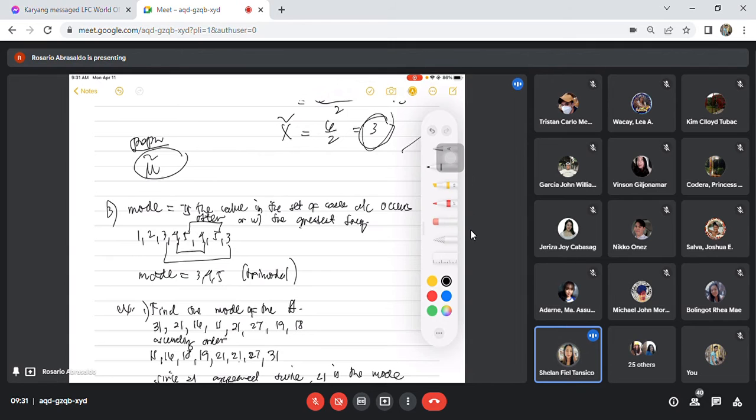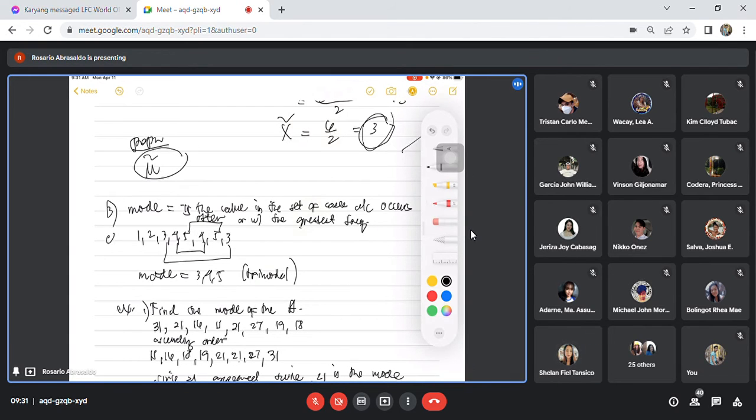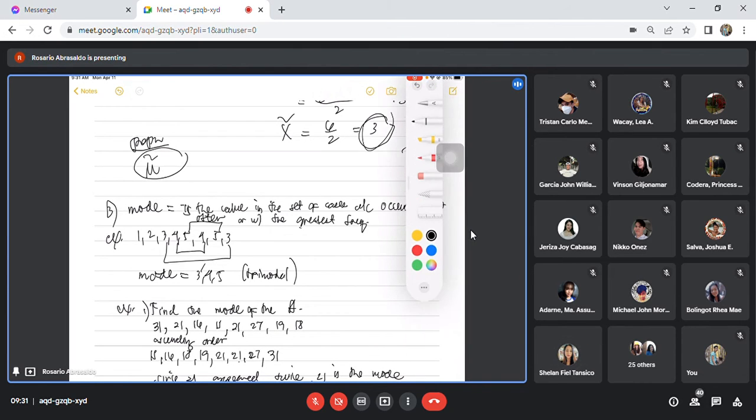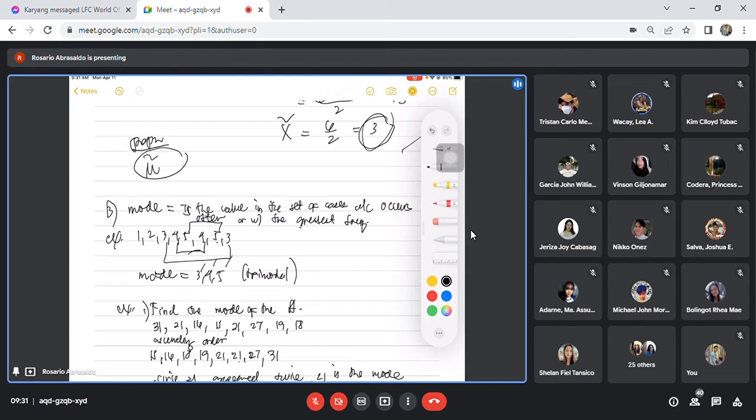So, example, class. Ang mode ani kay 3, 4, 5 because ang data nga given ani: 1, 2, 3, 4, 5, 4, 5, 3. Atong lantawon, ang 3 appeared twice, ang 4 also appeared twice, and 5 also appeared twice. So this is a trimodal. 3, 4, and 5 appear twice, so there are 3 modes. Okay, another one.